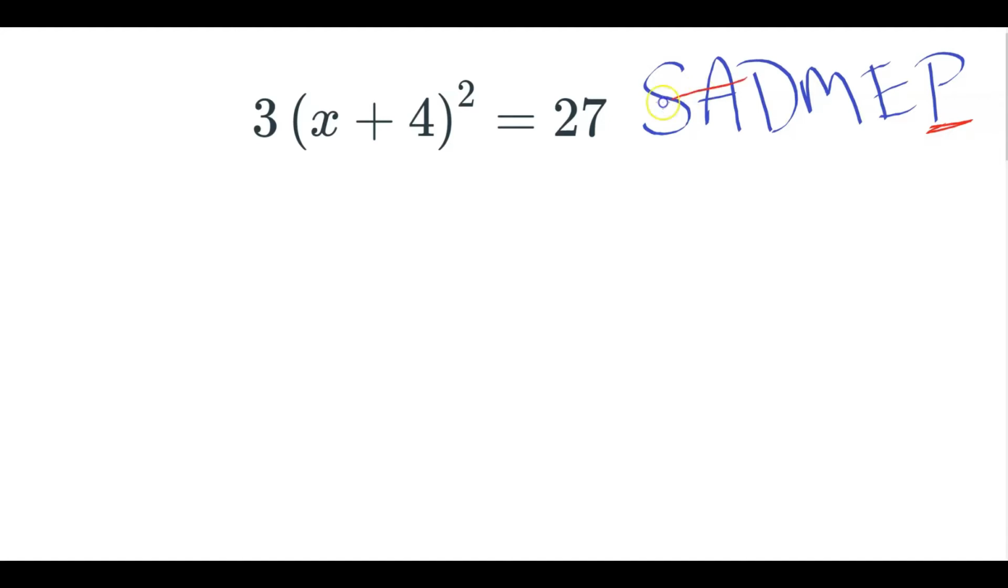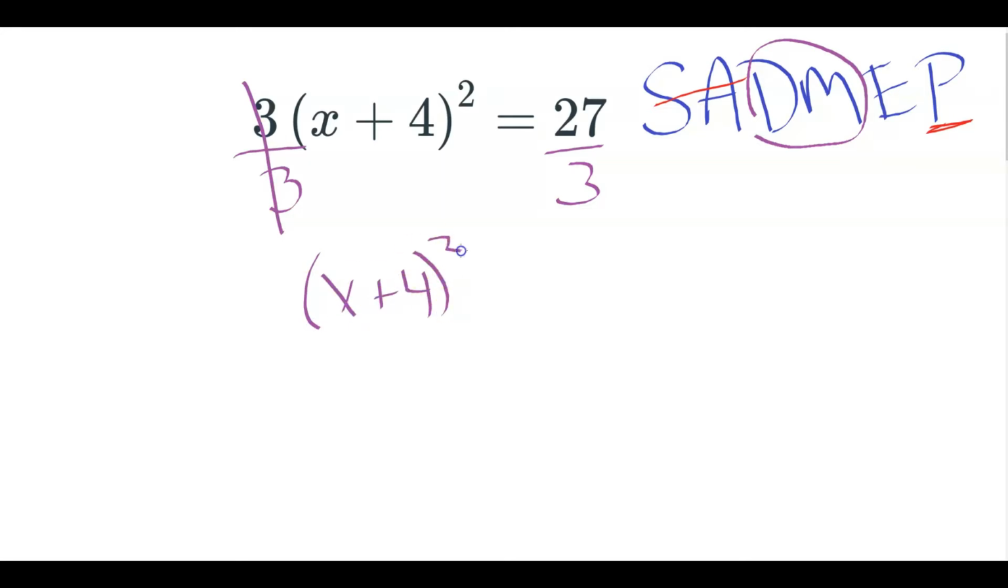So there is no subtract or add in this equation to take care of, but there is a divide. Divide or multiply is the next thing I look for. There's a 3 times over here, 3 times x plus 4. Now I can get rid of that 3 times x plus 4 squared by dividing by 3 on both sides of this equation. So that'll cancel out that 3, and that leaves me with x plus 4 squared equals 27 divided by 3 is 9. Order of operation tells me to next look for exponents.